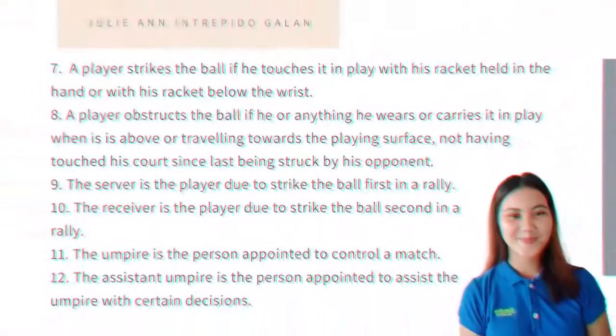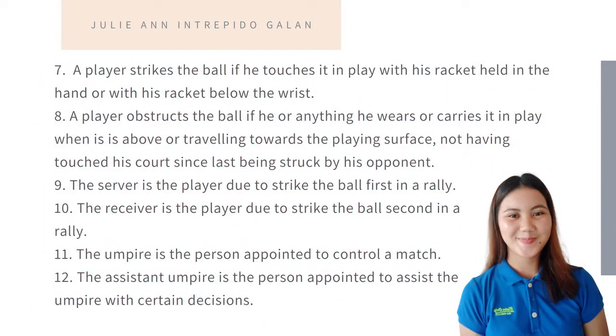Number 7, a player strikes the ball if he touches it in play with his racket held in the hand or with his racket below the wrist. Kapag ang player ay tumira o pumalo ng strike sa laro at tumama ito sa hawak niya, ang racket ay nasa ibaba ng kanyang wrist.